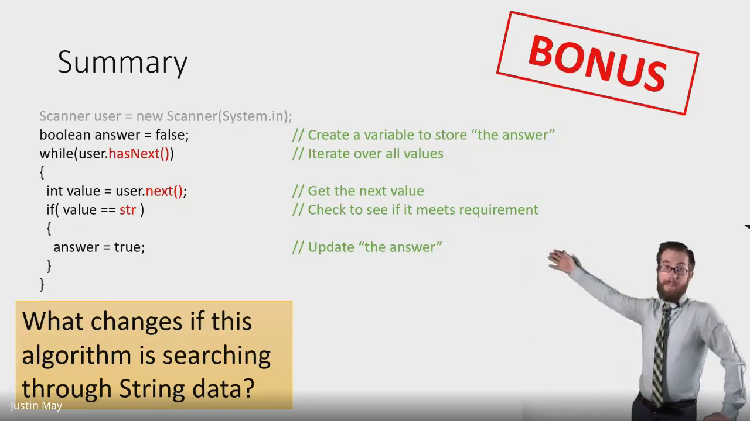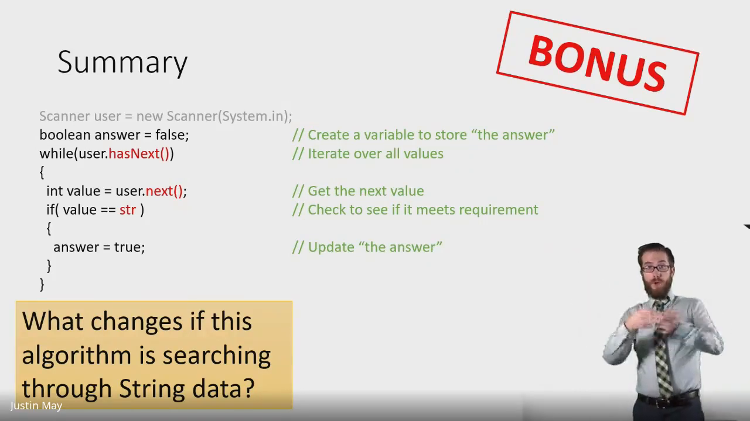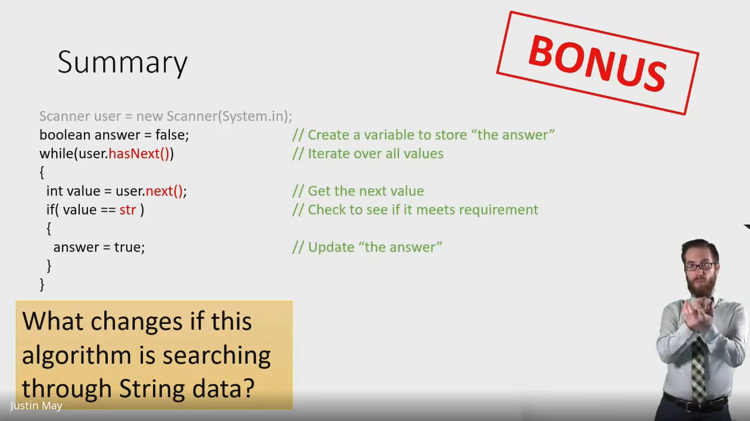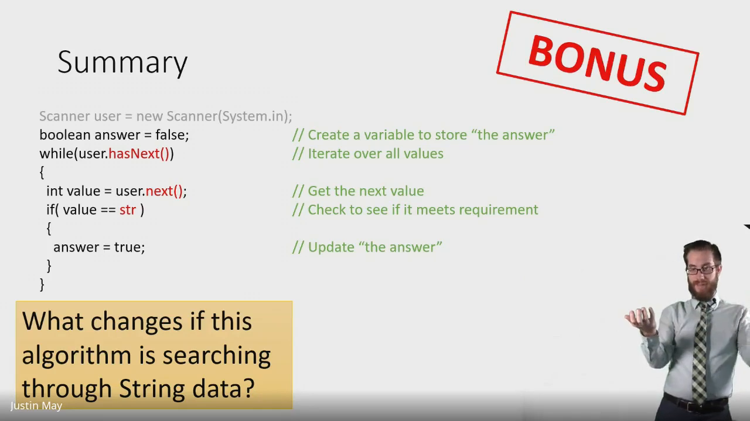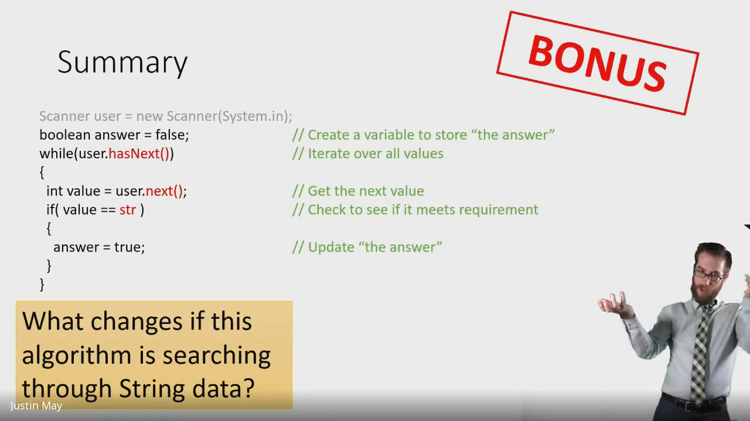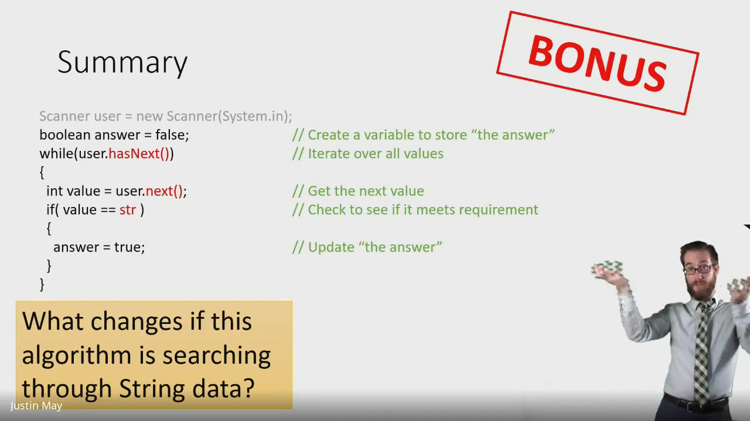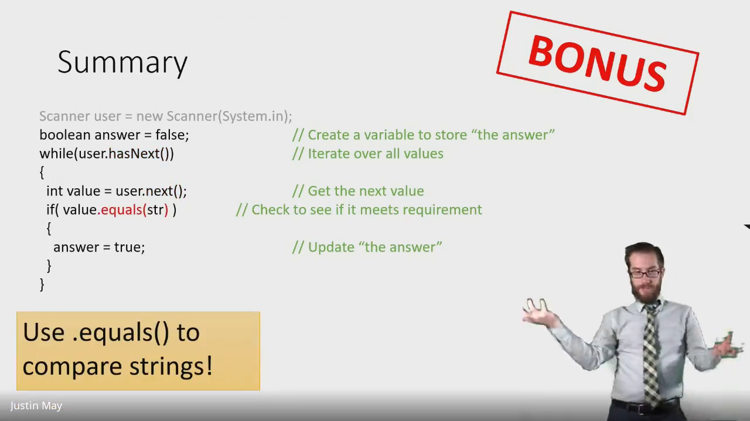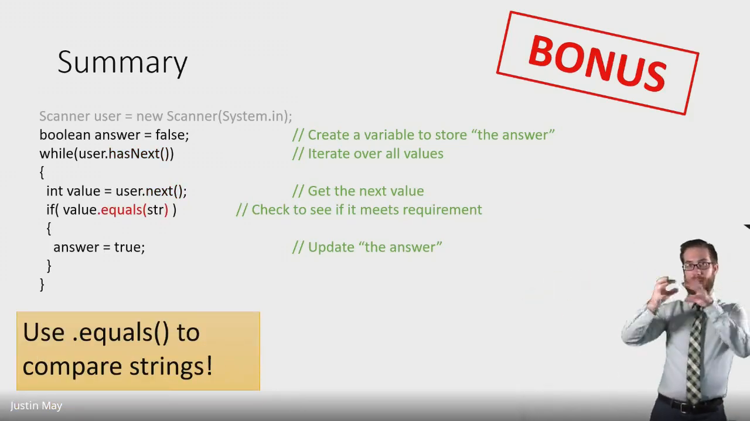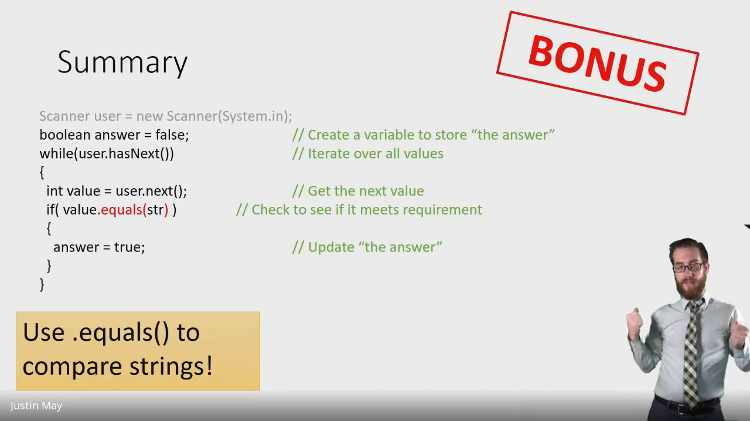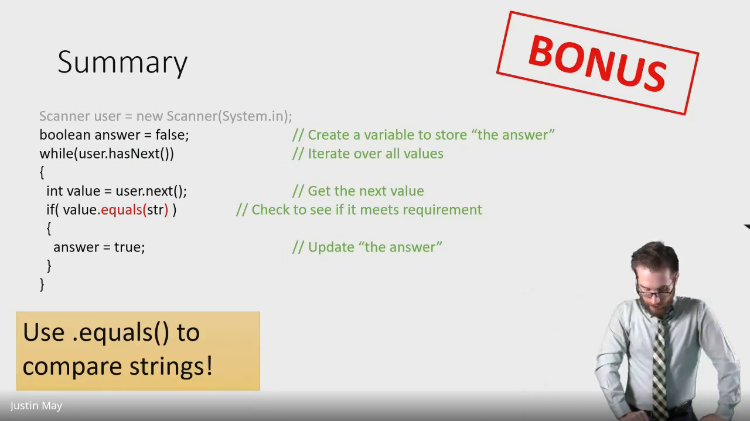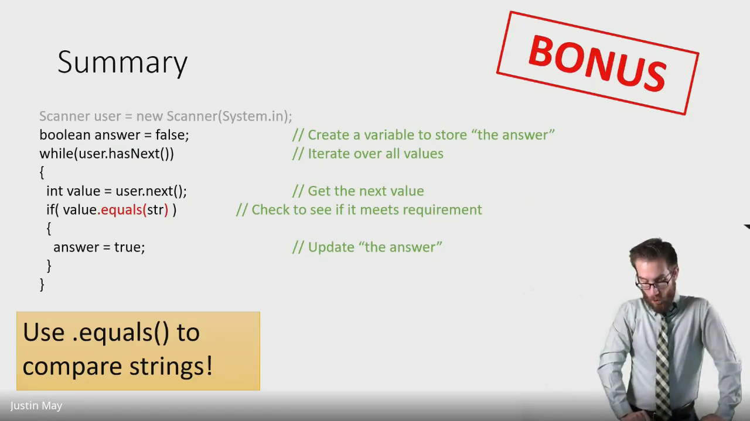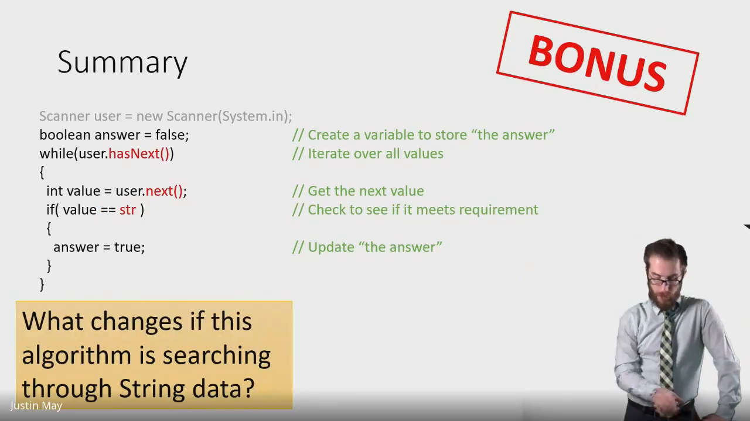It'll never be true because it's checking if these are the same exact word, but you're typing the same letters, but now you've got the word here and the word here. These are different words. If you use dot equals, these are two different words, but it's comparing the letters of them, and it will see that the letters are the same. So that's something to remember when you're searching through words, use dot equals, and when you're searching through numbers, use equals equals.